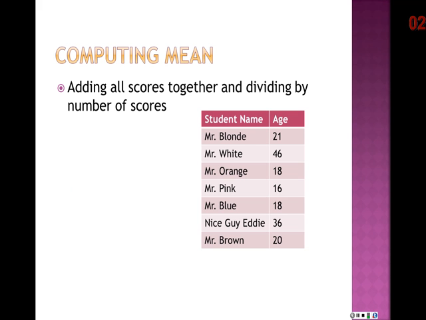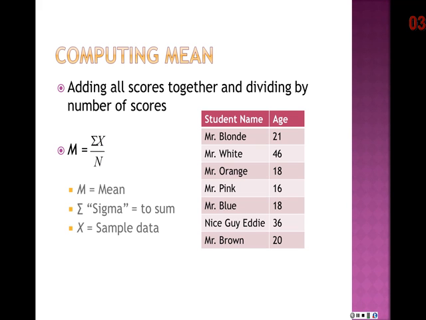In order to compute the mean, we add all of these scores together and divide by the number of scores. This is signified by this equation here, where M equals the mean, so the average. Sigma, the Greek symbol sigma, means to sum. X is the sample data, or the scores. And N is the number of scores. So we're summing the sample data and dividing that by the number of scores.